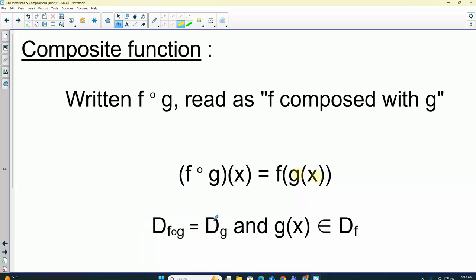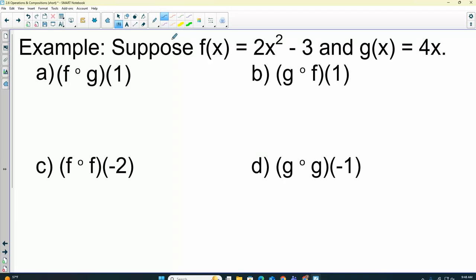The domain of these we'll actually talk about tomorrow. So I'm just going to skip that for now. We're going to focus only on the compositions themselves.